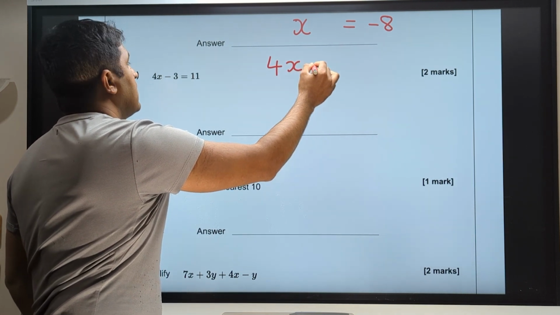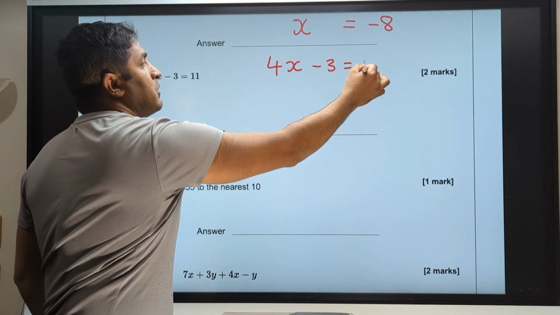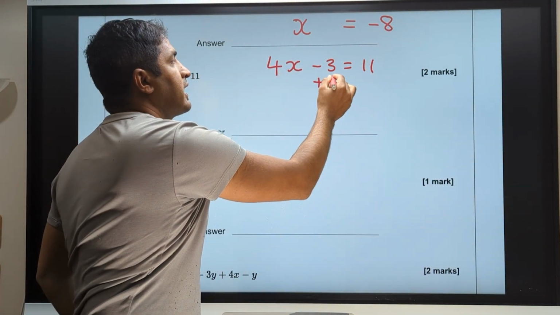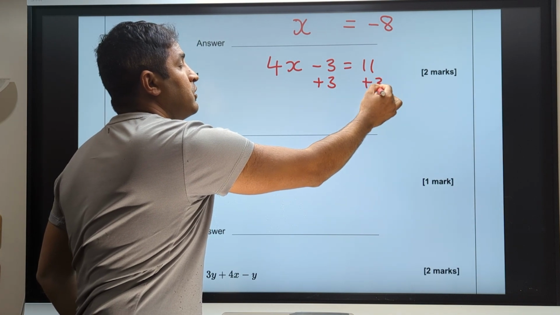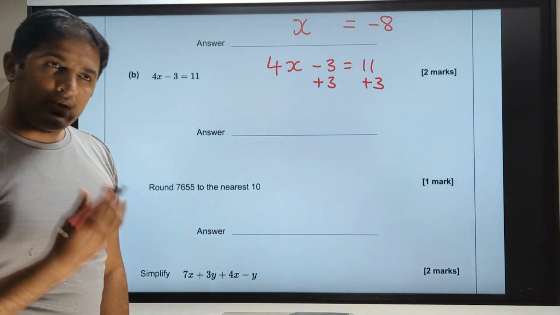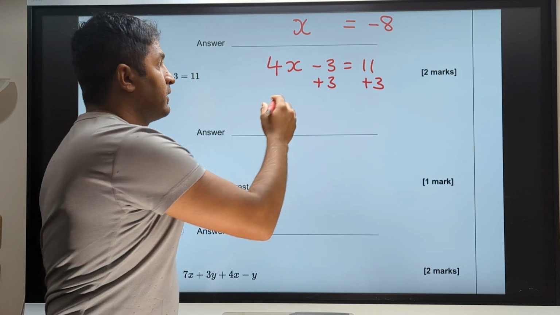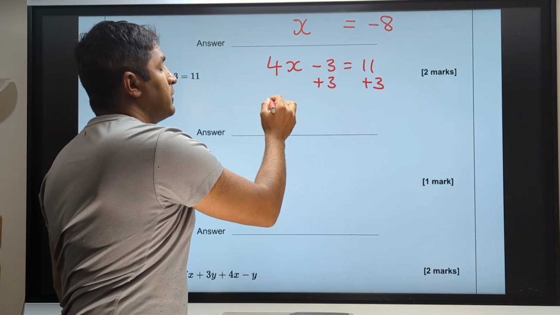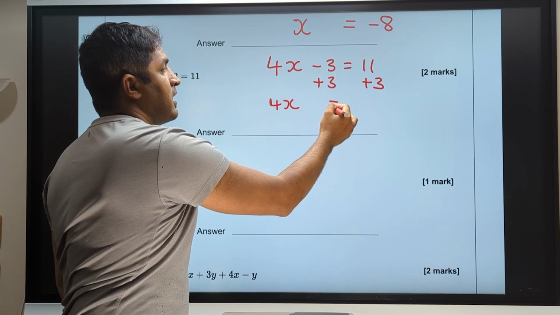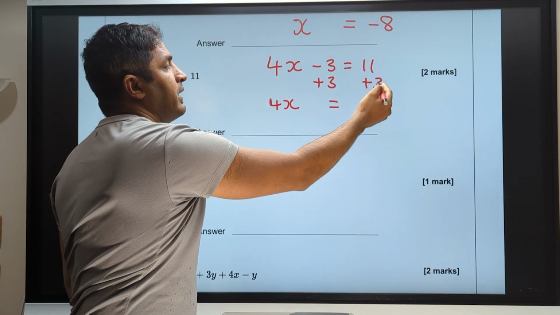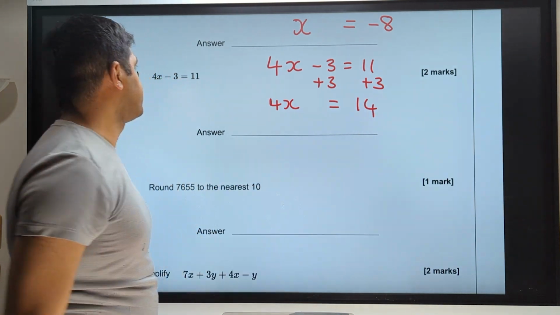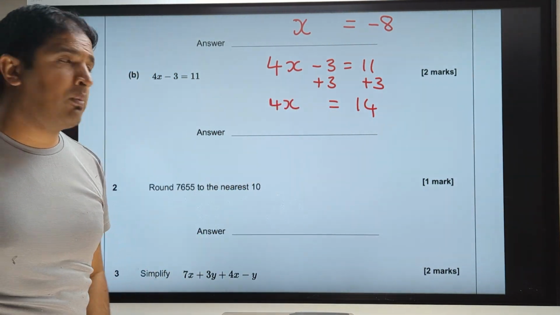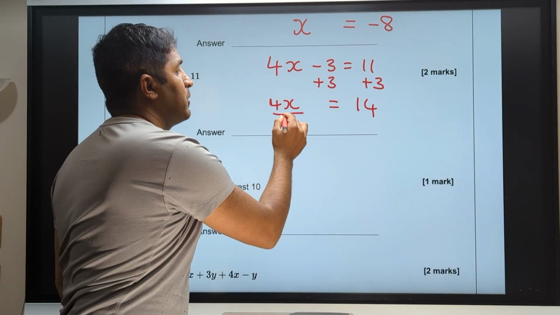The next one is a two-step equation and you get 2 marks. 4 times something, take away 3 will give you 11. Add 3 on both sides of the equal sign. It's a calculator paper, so you should be able to do these relatively easily. Negative 3 and positive 3 give you 0, so you're left with 4x equals 11 add 3, which gives you 14. You can't divide 14 by 4 in your head, but you can use a calculator. Divide both sides by 4.